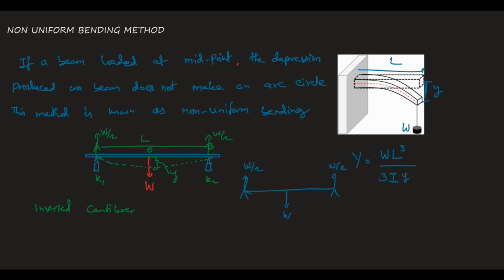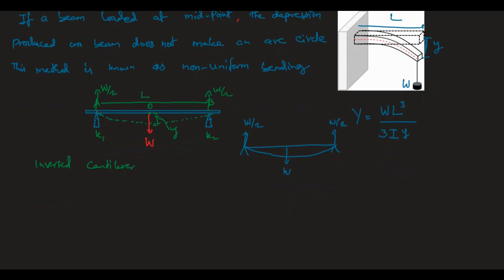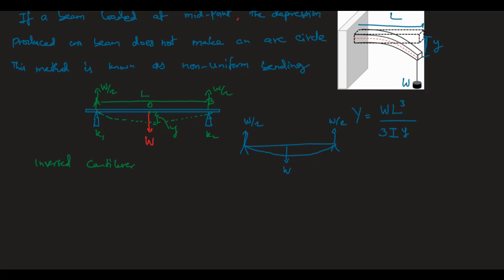If it makes some arc, then I can note it down as a cantilever, with W by 2 weight added. So two inverted cantilevers act here. If you consider that inverted cantilever, the midpoint is the fixed point, and from there its length is L by 2. Now I can write the Young's modulus, where the weight is W by 2 and the length is L by 2, because this is an inverted cantilever.